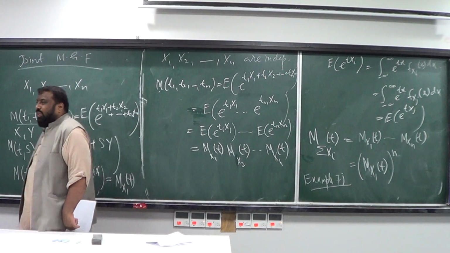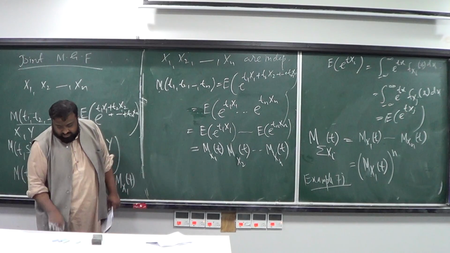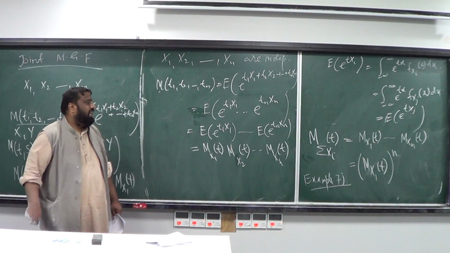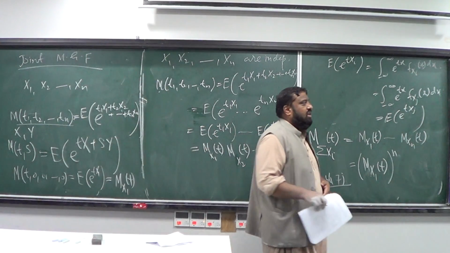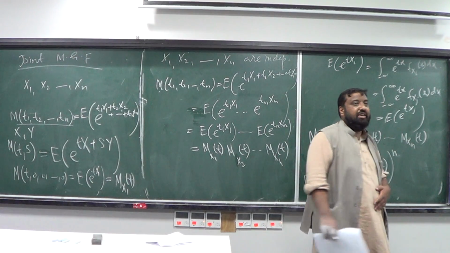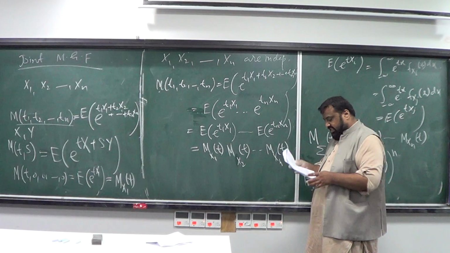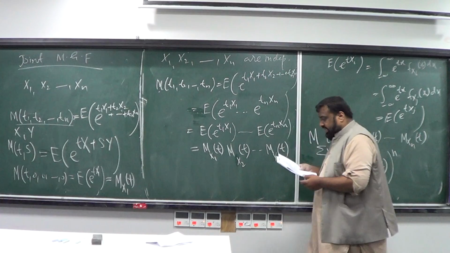For the joint PDF, if you know x1, x2, up to xn are independent, their joint PDF is simply the product of the PDFs, and likewise the joint CDF is the product of the CDFs. The same is going to be the case.